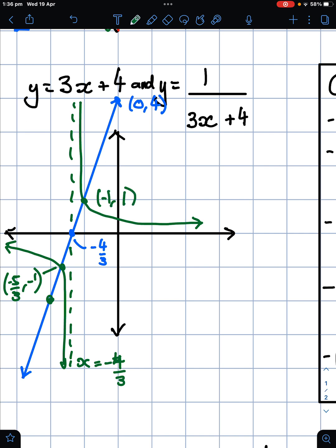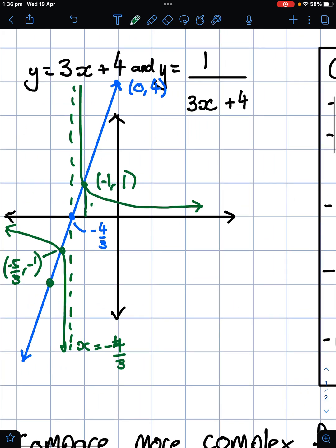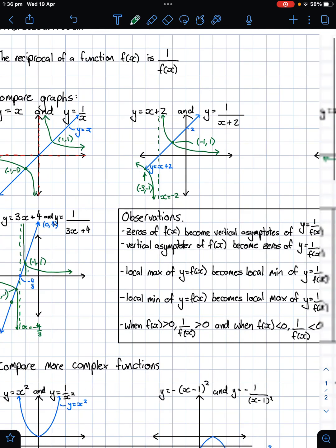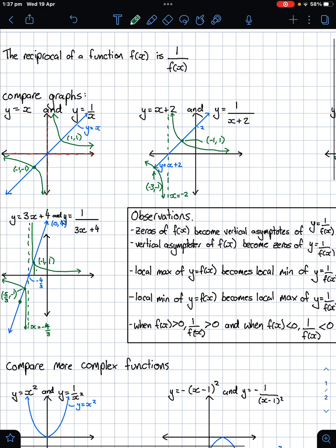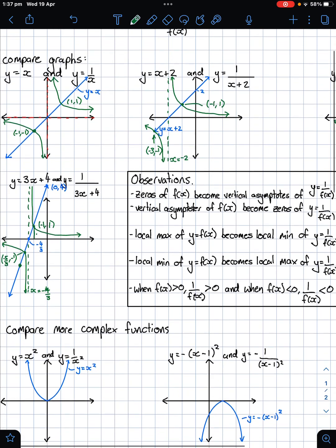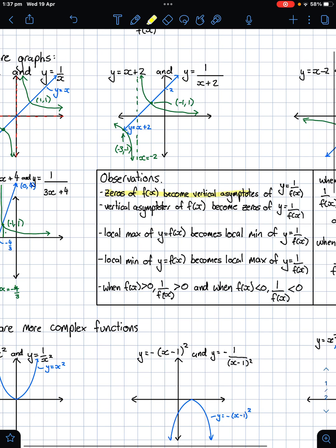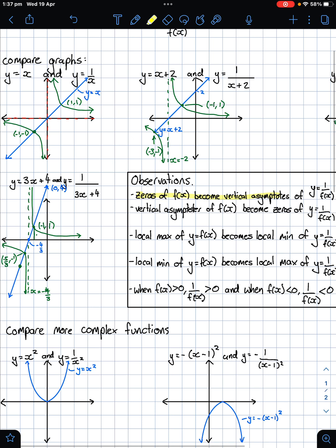So you notice here that the y value still ends up being 1, but it changes the x coordinate of that. But as long as we know the asymptote sort of gives us 0, so if I look at the observations we're meant to get out of this, in the investigation we're meant to compare these graphs, and hopefully we've noticed some of these things. So we notice that the zeros of our original function become a vertical asymptote of the reciprocal function.